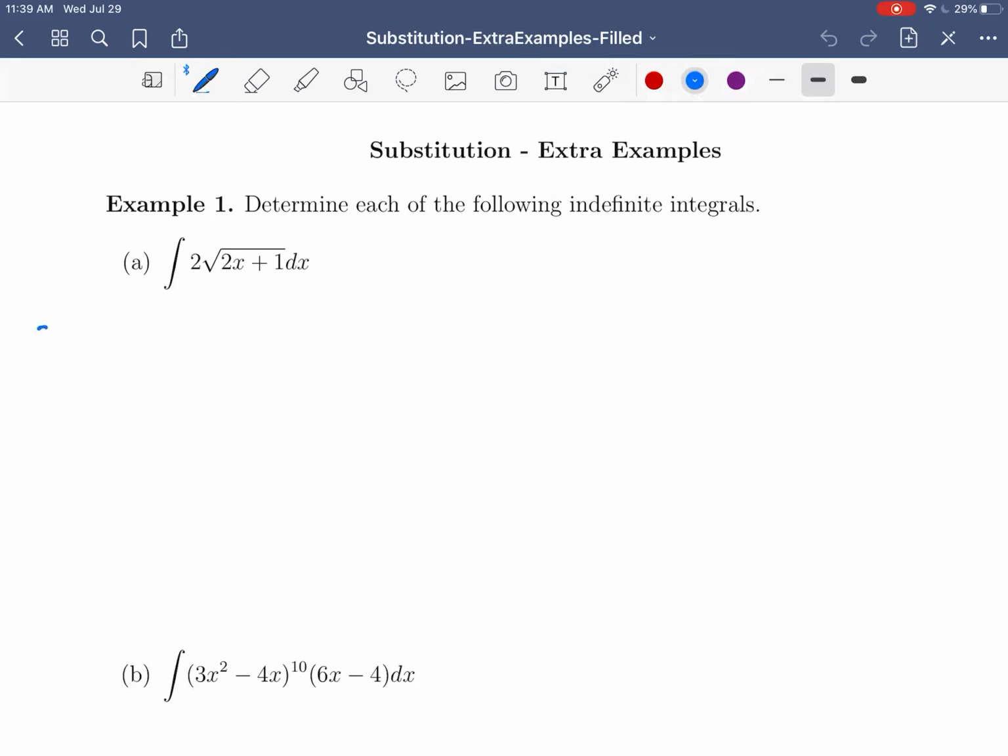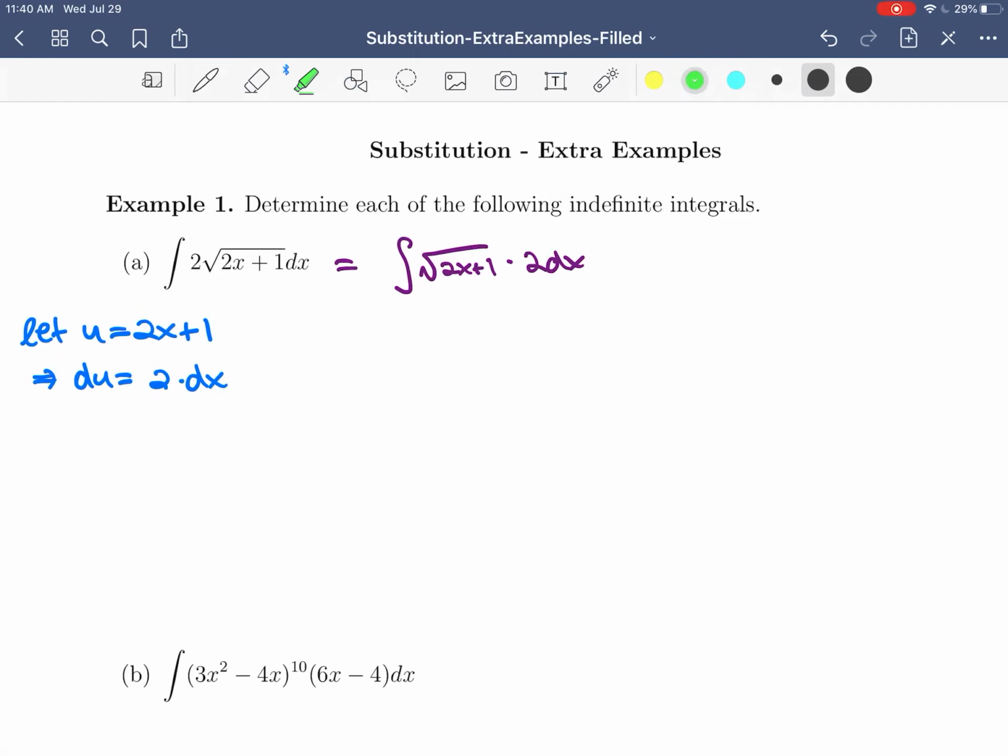So what I'm going to do is let my u be the inside of the square root, so 2x plus 1. And then my du is the derivative of this, which is 2 times dx. And I actually see that I have a 2 dx there. So if I rewrite this, it's the square root of 2x plus 1 times 2 dx. So I see that this part is going to be my u, and the 2 dx is actually du. So I can switch to u's by saying this is square root of u times du.